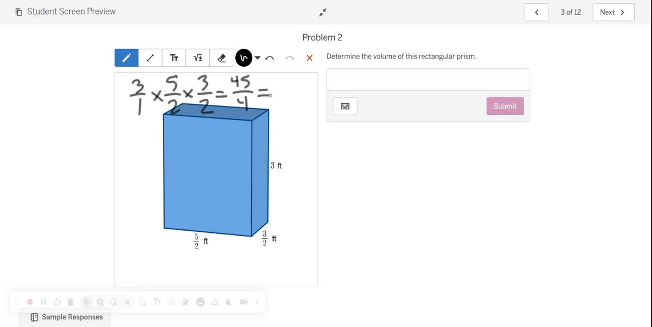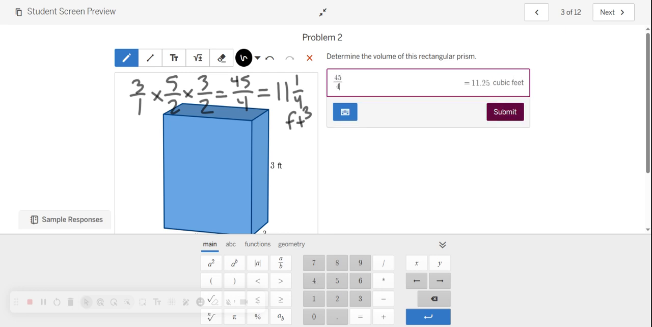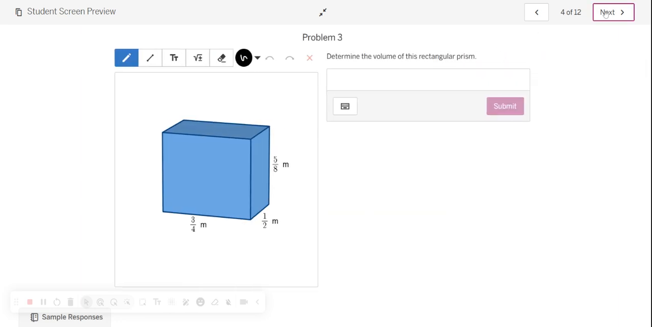If your teacher wants you to simplify that, that would be 11 and 1/4, and it's feet times feet times feet, feet cubed or cubic feet. I'm going to type it in as 45 over 4 because it's much easier for me to do than a mixed number. Here we go.